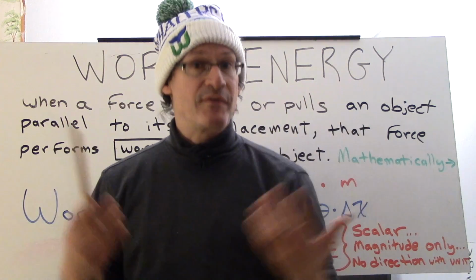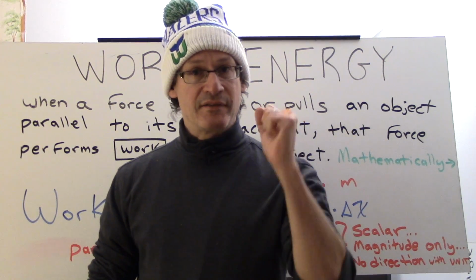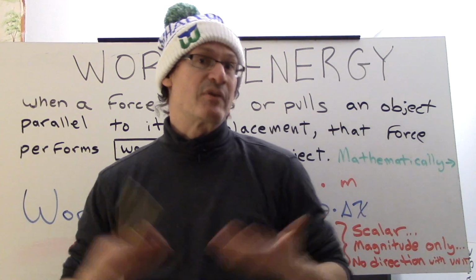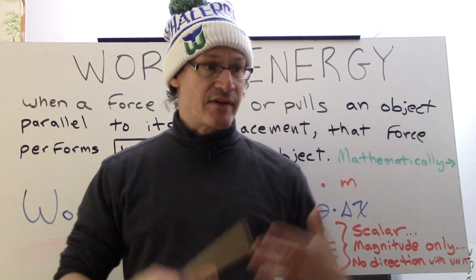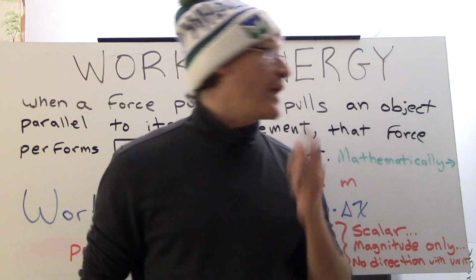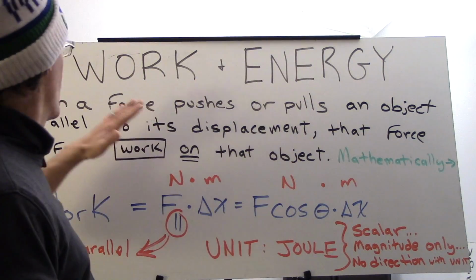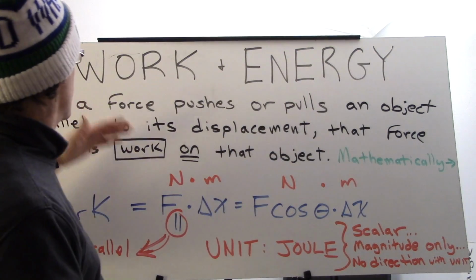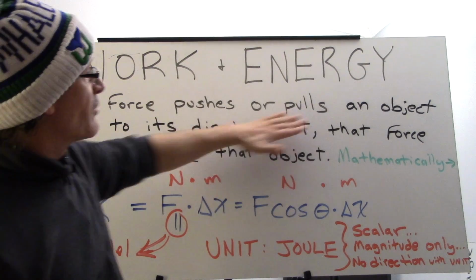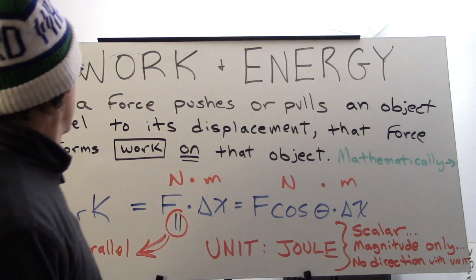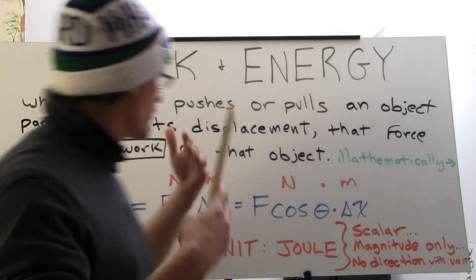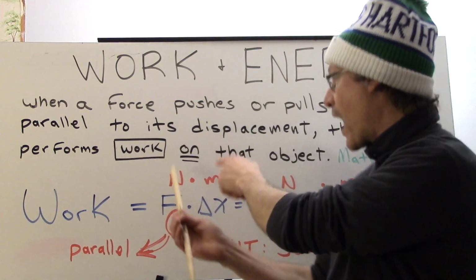Well, work in terms of physics has a very specific definition, and later on we're going to relate it towards a concept of energy, how much energy an object has or how much energy it takes to get something to move at a particular velocity, for example. All right, so work is this. It's related to forces and displacement in physics, and so it's when a force pushes or pulls on an object parallel to its displacement, that force is said to perform work on that object.